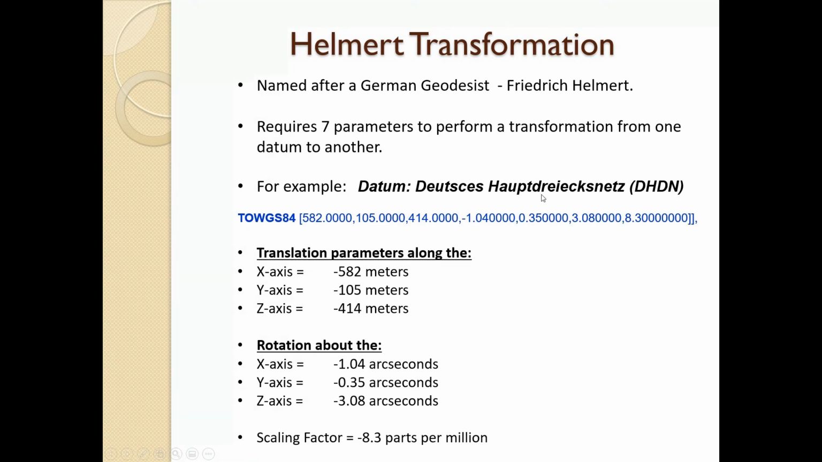Deutsches Hauptdreiecksnetz. I don't know how to pronounce that. These are the translation parameters you have to use. So as you can see, on the x-axis you have to shift negative 582 meters, on the y-axis negative 105 meters. So there are rotations and shifts they're using to get to WGS84.